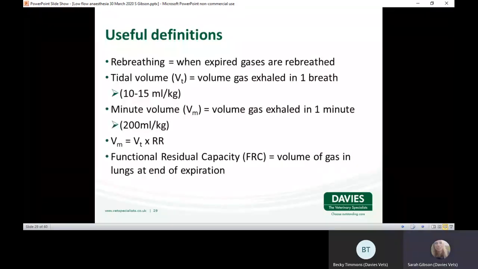Here's a few useful definitions that you might just need reminding of. So rebreathing is when the expired gases are rebreathed. Tidal volume is the volume of gas exhaled in one breath, so usually that's 10 to 15 mils per kilo. The minute volume is the volume of gas exhaled in 1 minute, which is normally 200 mils per kilo. So the minute volume is tidal volume times respiratory rate. And the functional residual capacity is the volume of gas in the lungs at the end of expiration. And this is considered because it can add and dilute to what is in the breathing system.